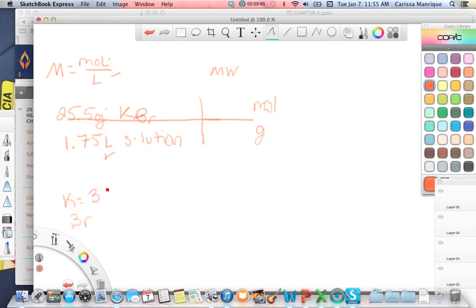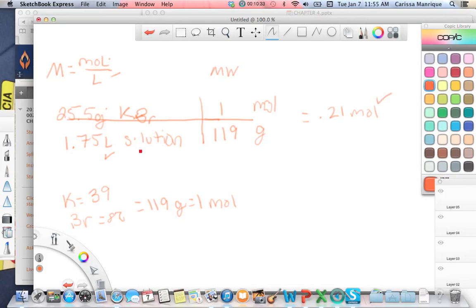Potassium is 39. This is 80. So we have 39 plus 80, which is 119. So this is 119 grams equals 1 mole. So let's divide that out. I have 25.5 divided by 119. That is 0.21, we'll just say. 0.21 mole. Okay, so now I have moles.